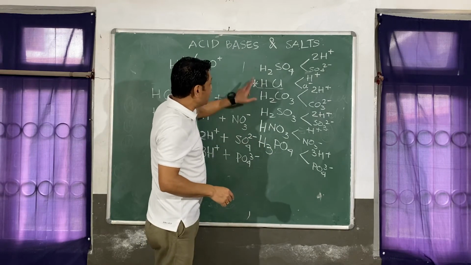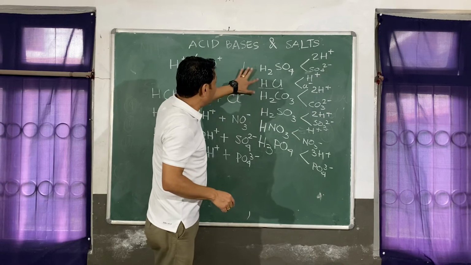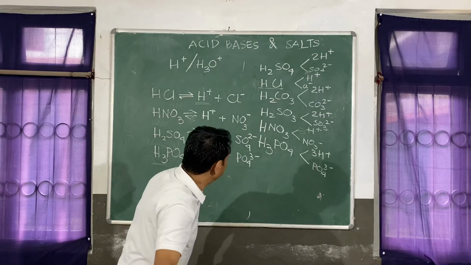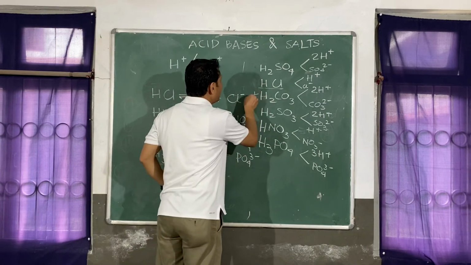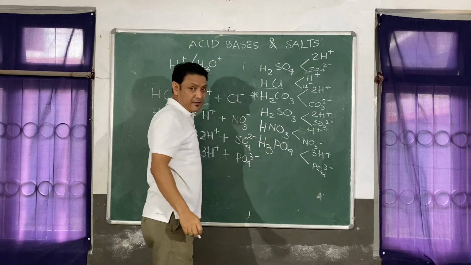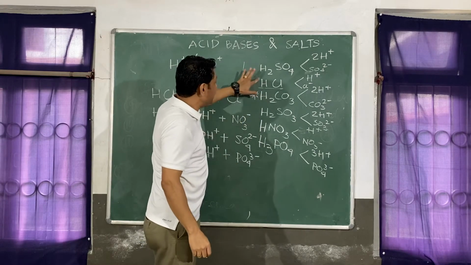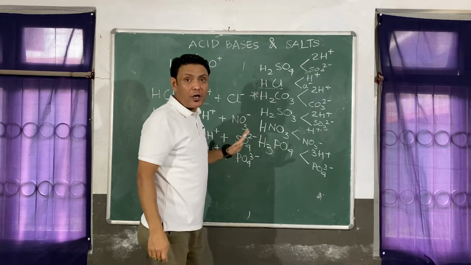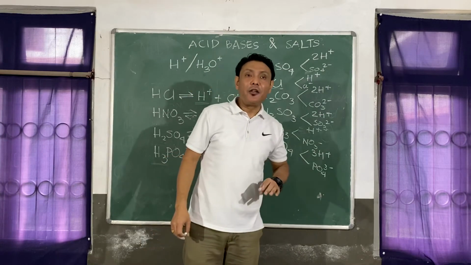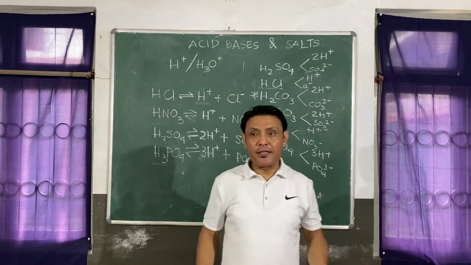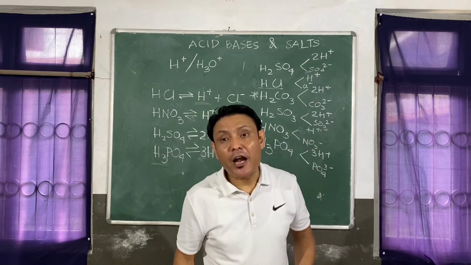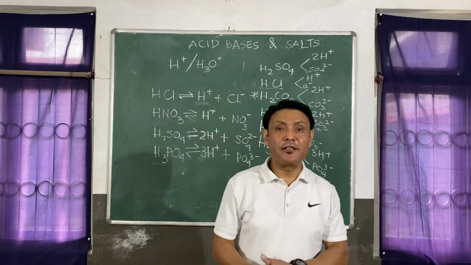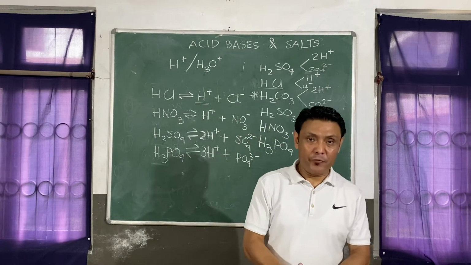But this is sulfuric. Now over here, carbonic acid. Carbonic acid is a weak acid. The rest of them are all strong acids. So mineral acids usually are strong acids except carbonic acid. Carbonic acid is a weak acid. I'll tell you why. Okay?